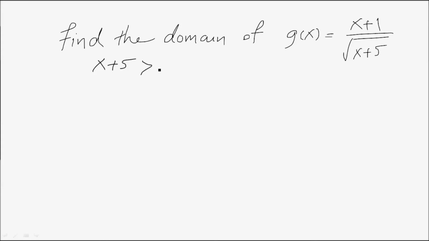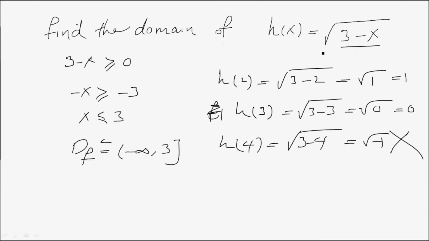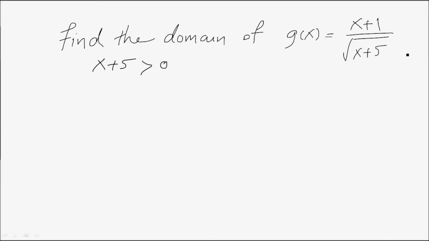X plus 5 is greater than 0. Notice that in the previous slide, when we had a radical x minus 3, we solved for x minus 3 greater than or equal to 0, because you can have 0, no problem. You can have h of 3 that is 0. But in this other example, the radical is in the denominator. Since it's in the denominator, it cannot be 0. So 0 as the radicand is not accepted. Normally it is accepted, but because now it is in the denominator, it is not.